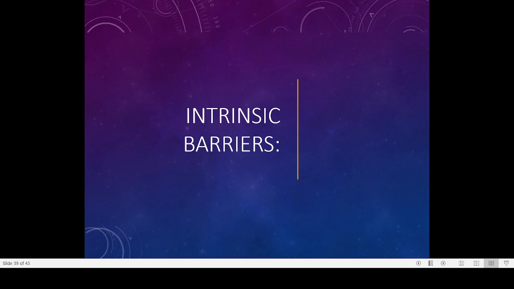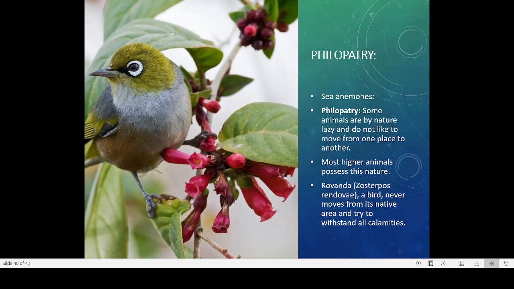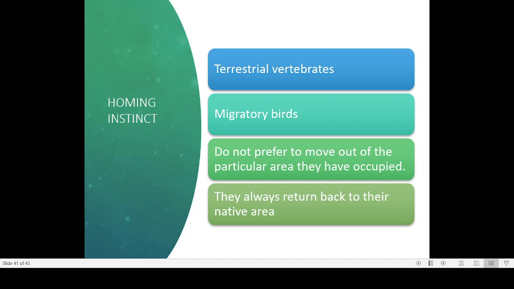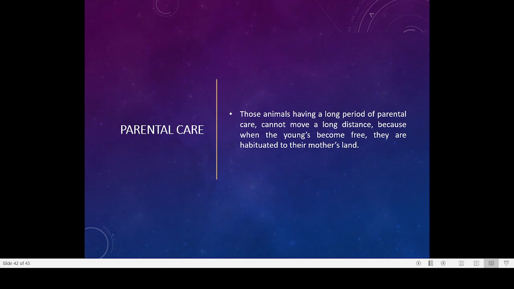Under the intrinsic barrier, we have the case of philotropy, where animals are lazy or slowly moving. Second case is the homing instinct. There is a tendency of the animals to come back to their home range again. And third is parental care. Those animals which are exhibiting a prolonged, very long parental care will be getting used to their mother's homeland, so that they feel quite uncomfortable in a foreign land.